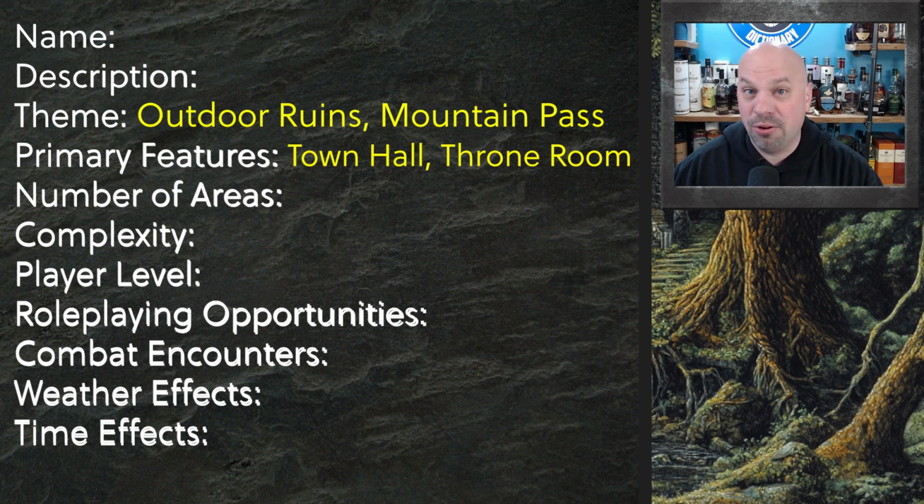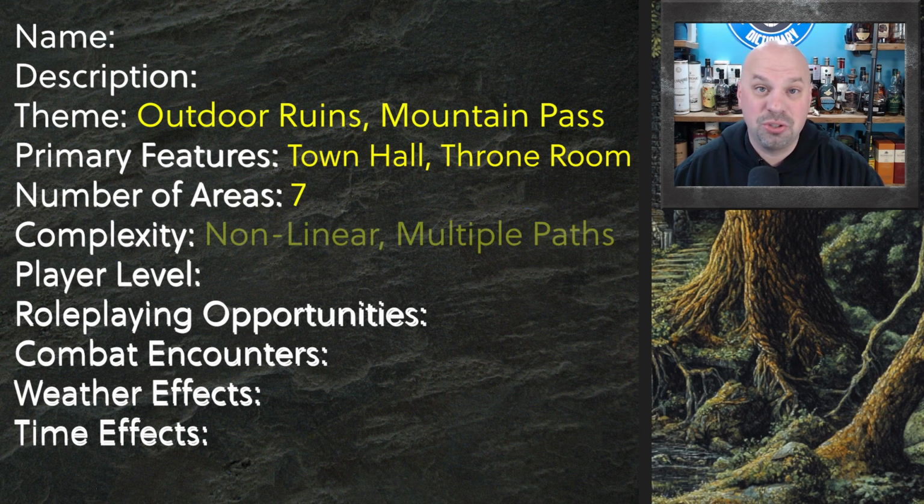Number of areas. This really depends on how long you want to spend there. Maybe you want 5, maybe you want 2, maybe you want 12. Think about it, whatever you want. Complexity is going to be something more like linearity. So you could say something like non-linear with multiple paths, or you could say it's straightforward, more of an on the rails kind of thing.